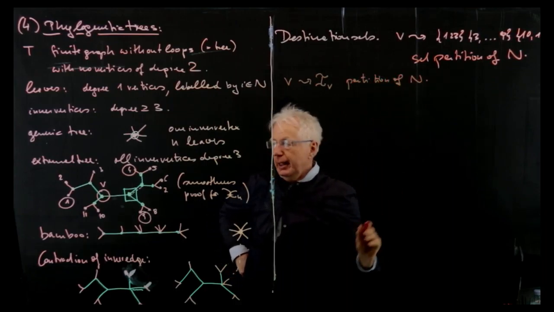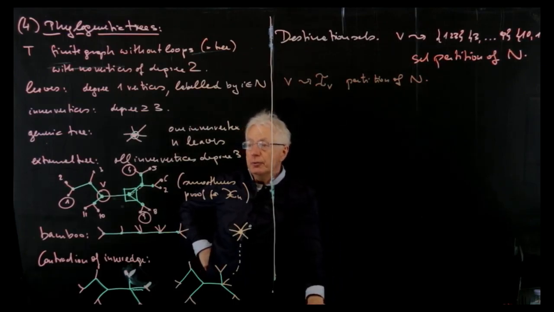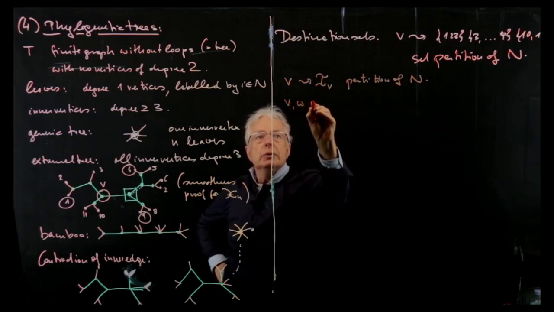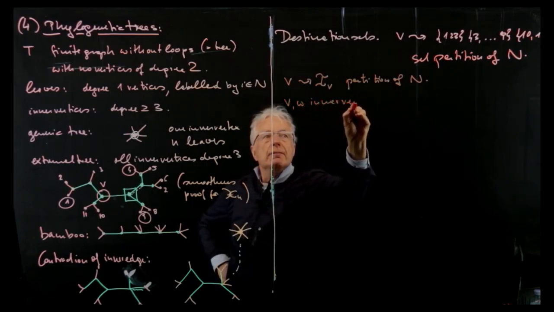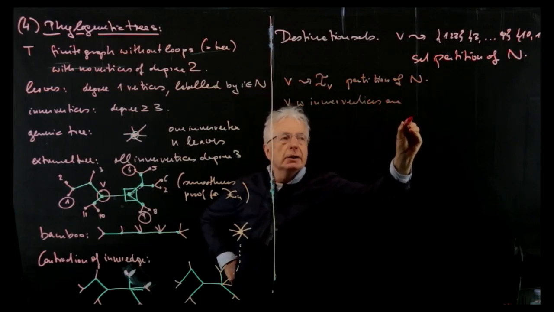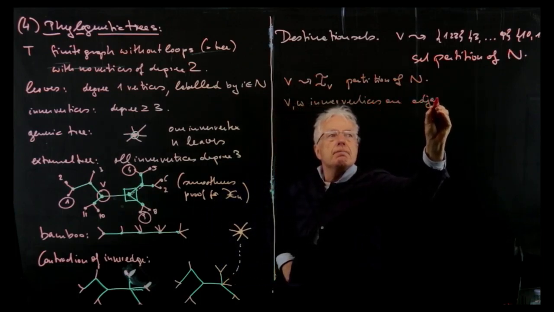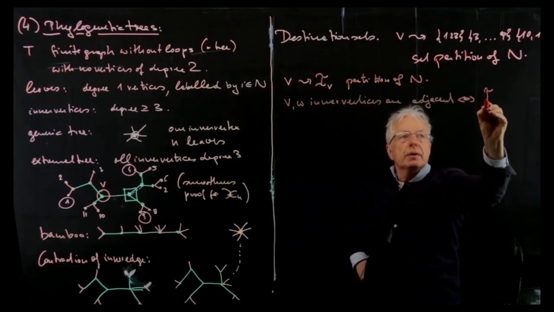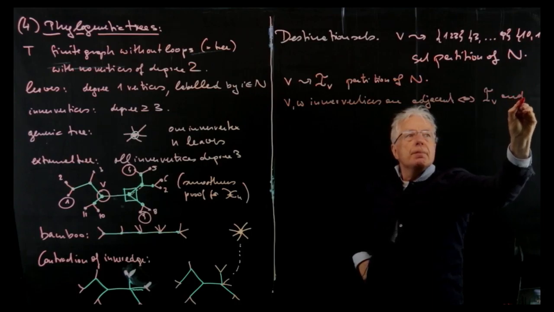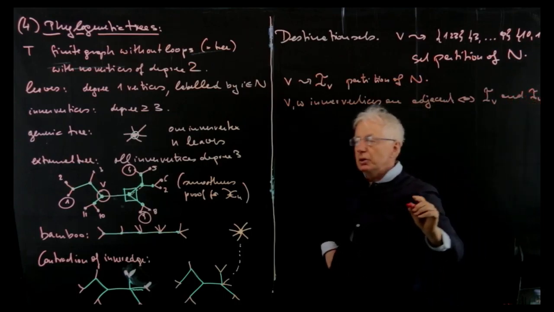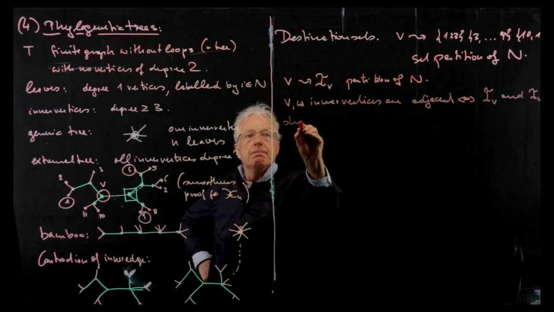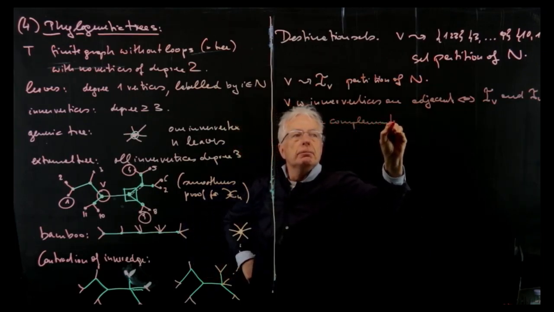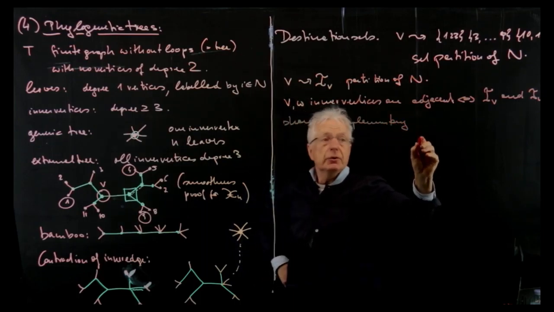of N. And the funny thing, which is quite easy to prove, is that two vertices V, W, inner vertices, are adjacent if and only if IV and IW share a complementary partition set.